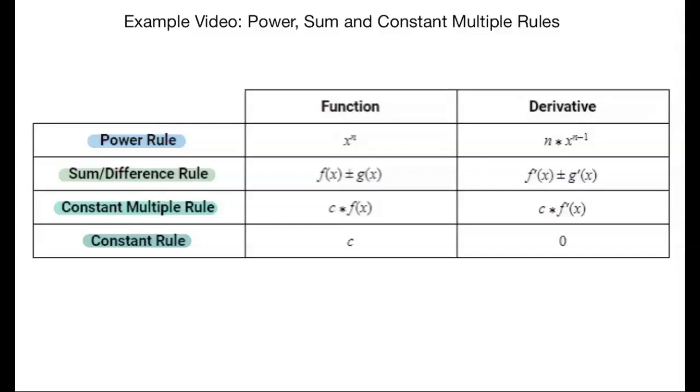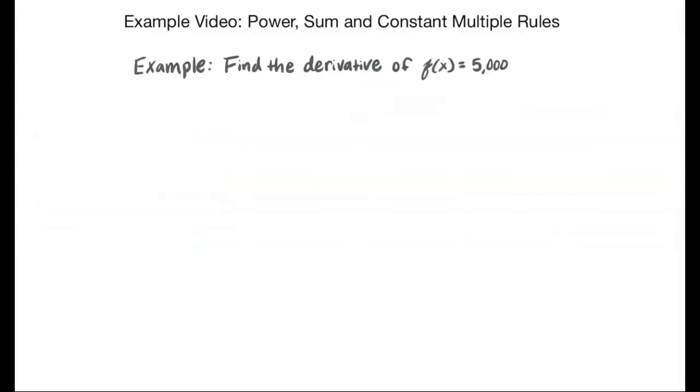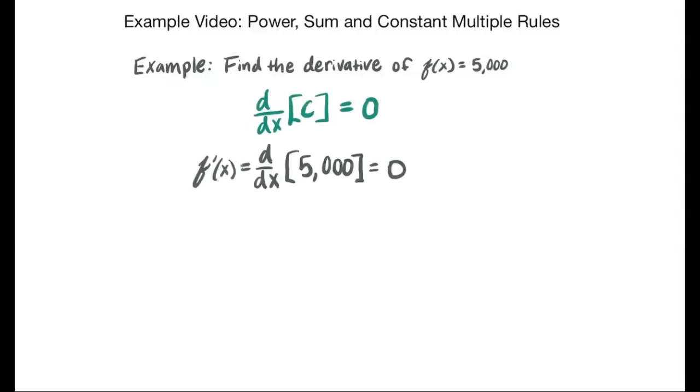In this video, we will go through some examples of the power rule, sum and difference rule, and the constant multiple rule. You will recall from the video introducing these rules that they are as follows. Let's start with an example problem for the constant rule. Find the derivative of f of x equals 5,000. As stated, the derivative of any constant is 0, so f prime of x is equal to 0.